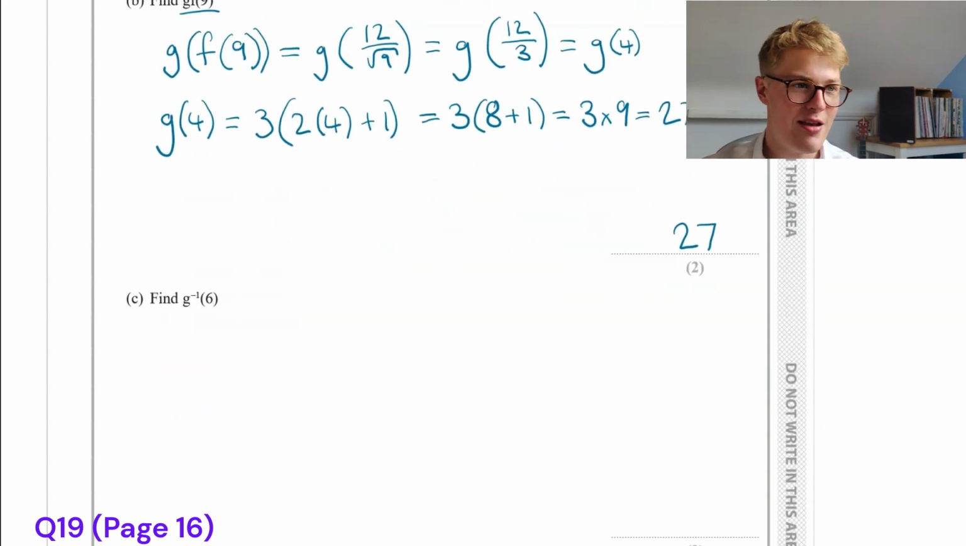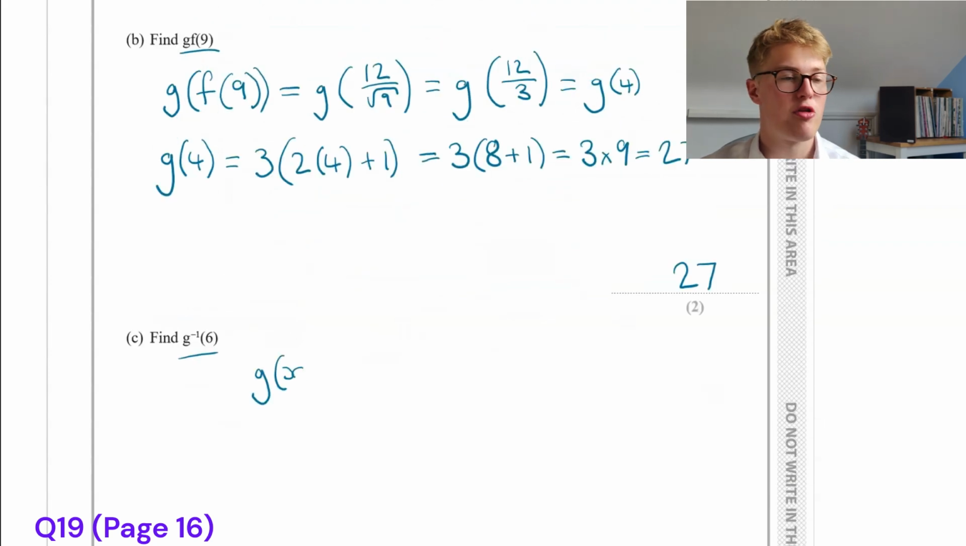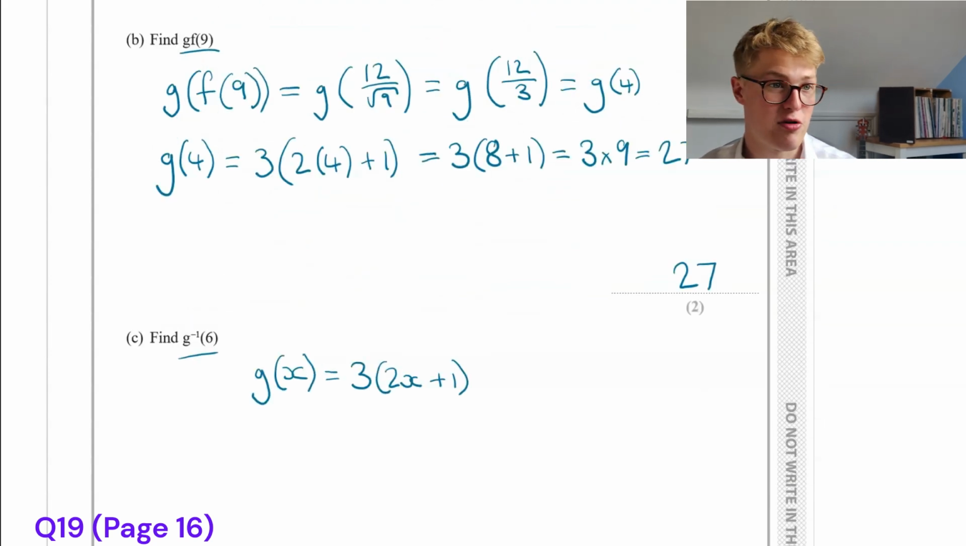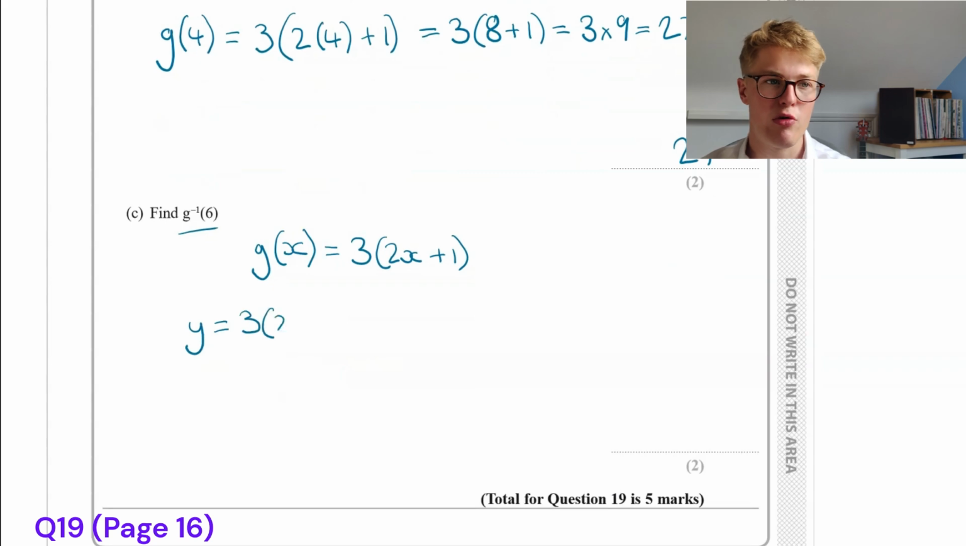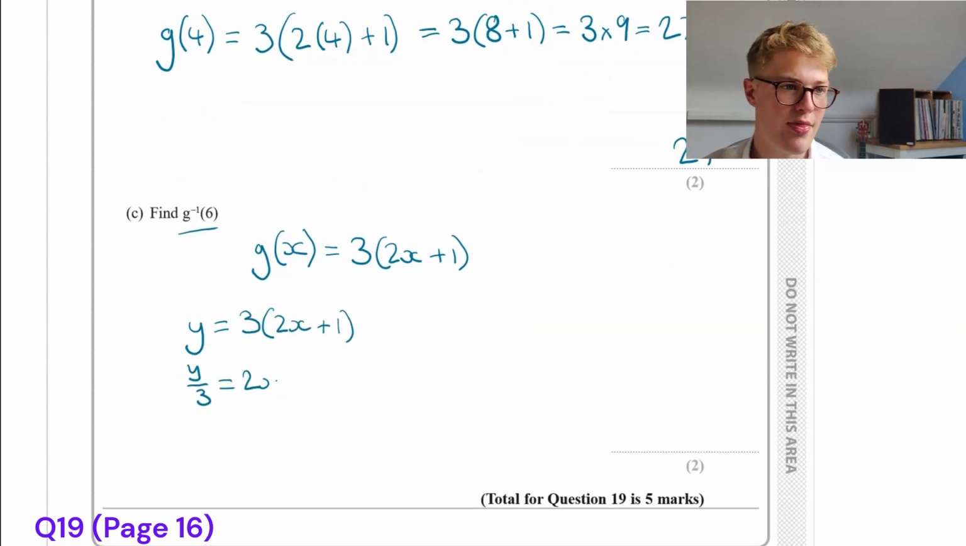Finally, we need to find the inverse function of g of 6. So the first thing to do is find the inverse function of g. So we write y equals 3 times 2x plus 1. y over 3 is equal to 2x plus 1, and therefore y over 3 minus 1 is equal to 2x.